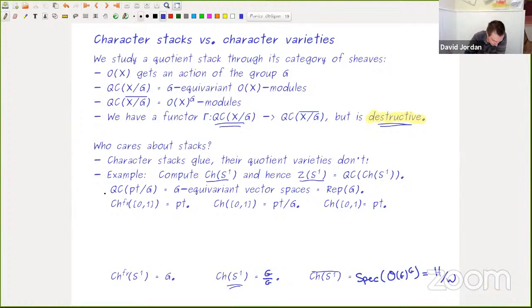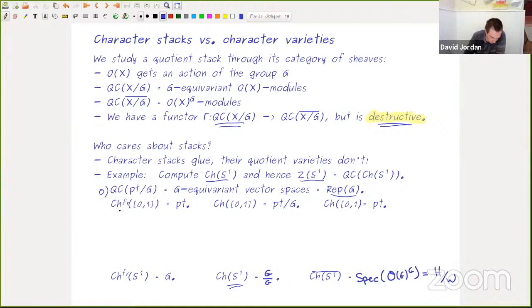Okay, so the sort of zeroth computation you need to do is quasi-coherent sheaves on the stack, which is a single point quotiented by the trivial group action. So going back to our definition above, that's just G-equivariant vector spaces. And that's almost by definition just the category of representations of the group G. Okay, so we're going to use that computation.